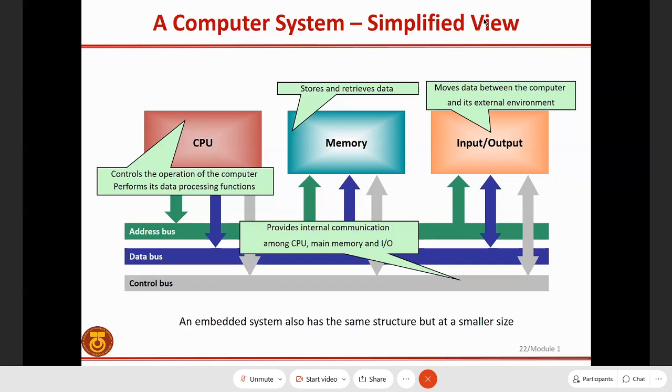There's a CPU, memory, input/output, and buses. What are the three types of buses? Address bus, data bus, and control bus. What is the address bus? Later on we're going to talk about it.